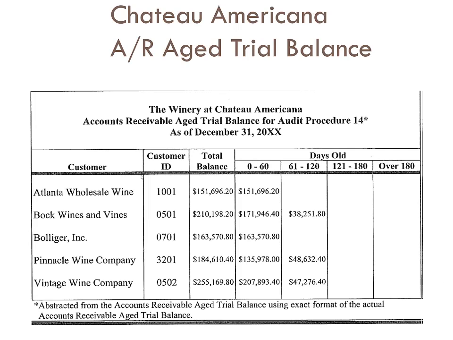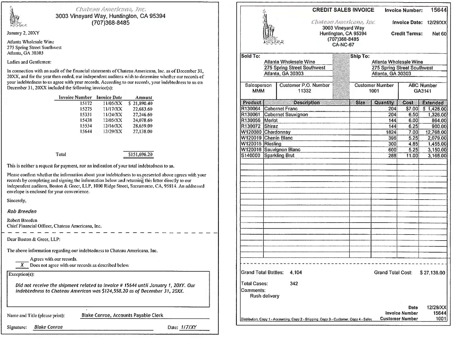Here's our trial balance. We send out a confirmation, and over here is an example of a confirmation on the left. We sent it out to Atlanta Wholesale Wine. We've got, looks like, 6 different invoices related to this one customer, and the total AR balance is $151,696.20.